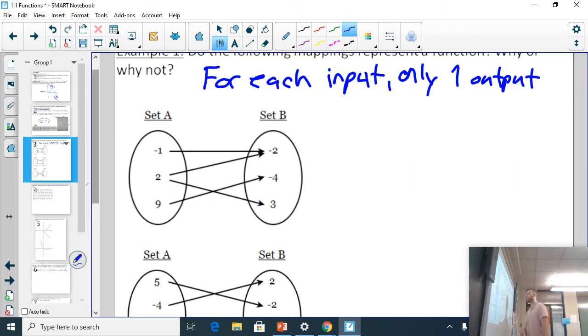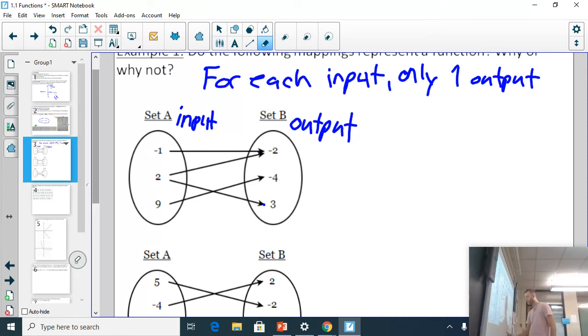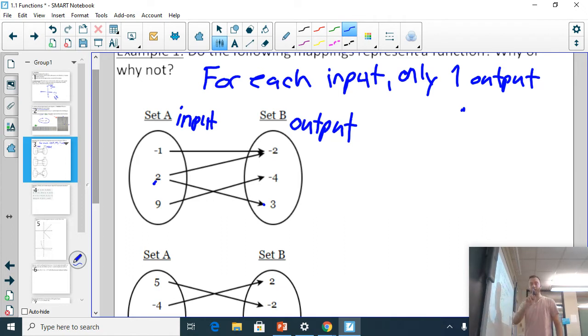So in this set, we have -1 going to -2, and then we have -2 going to -2 and 3. Right away, this is our input, this is our set, and this is our output. These are numbers getting mapped, or sent, to a different number in a different set. Here we have a single input going to multiple outputs. But we just established that it can only go to one output. So this is not a function.